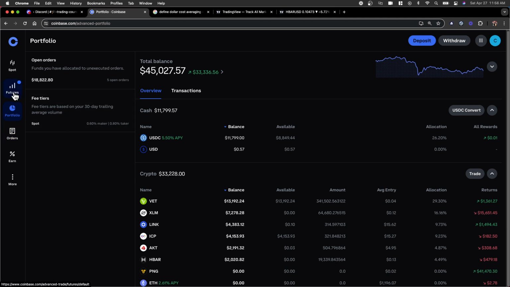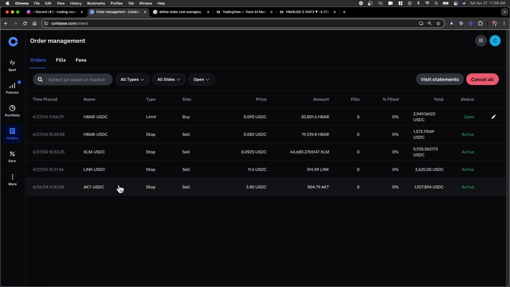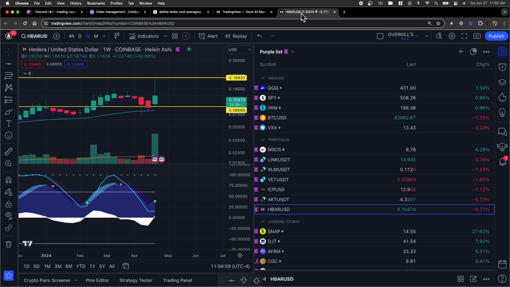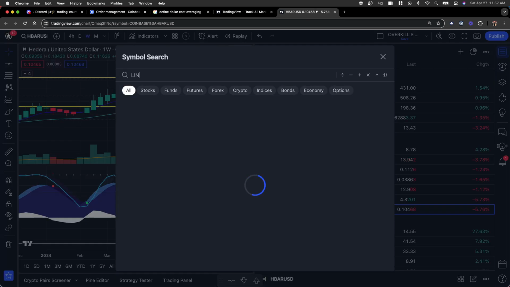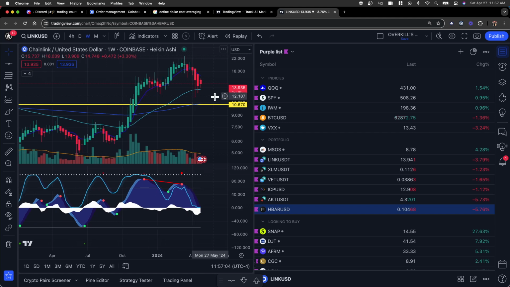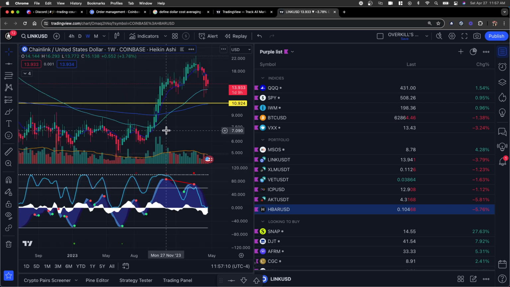So let me show you how to set a stop loss really quick because I have multiple stop loss levels set on this. So stop loss on Link right now. Let me show you guys how I set this. So I'm going to actually cancel this order and I want to show you guys how to do this. Okay, this is LINK-USD. My stop loss on this trade is going to be right down there at $10.